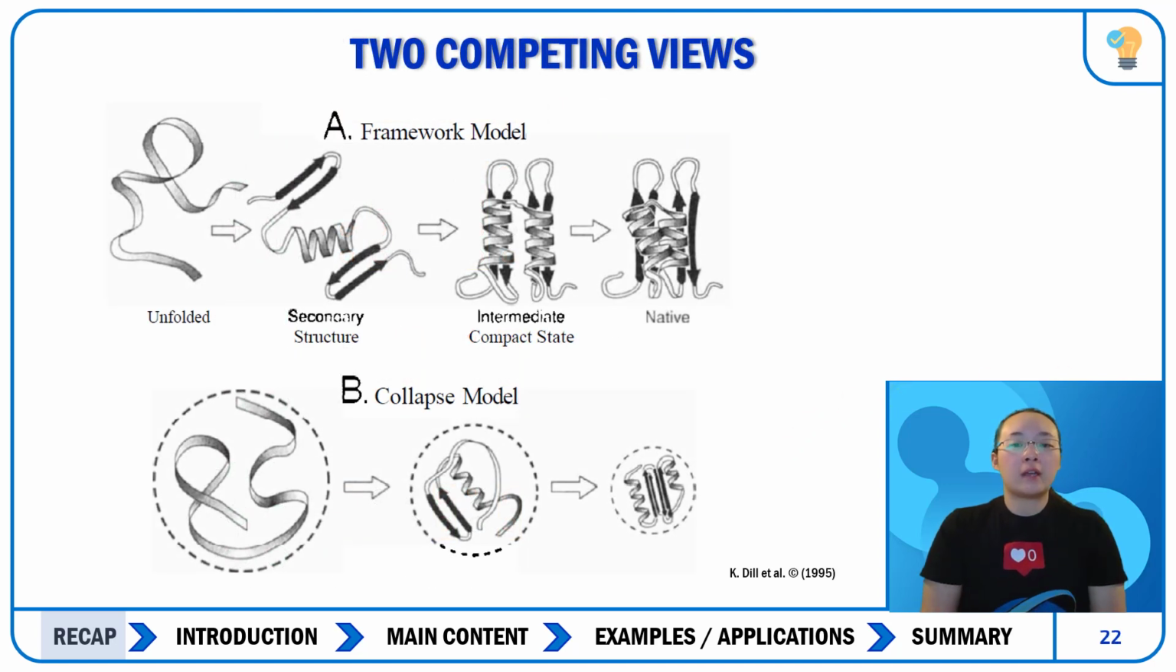So then at the very end, we took a look at 2 competing views of protein folding and then energy landscapes. With the framework model, you can see here that an unfolded protein gets folded into its secondary structure through local interactions before the chain collapses. But with the collapse model, hydrophobic or external forces are going to drive protein folding, making it collapse first and then form a secondary structure. So those are the 2 competing views, and it would be good to know them if there's multiple choice questions, for example.